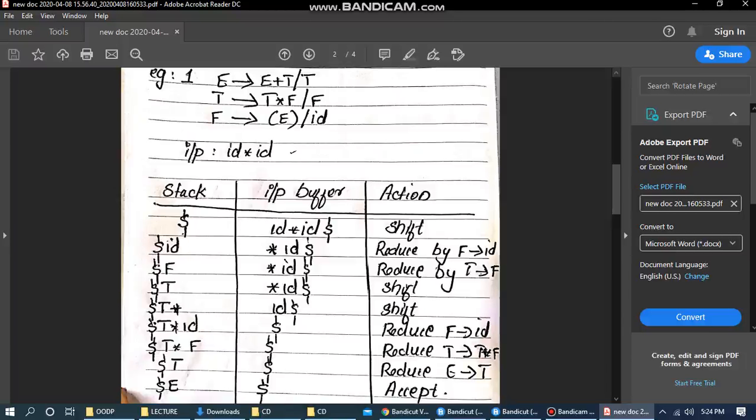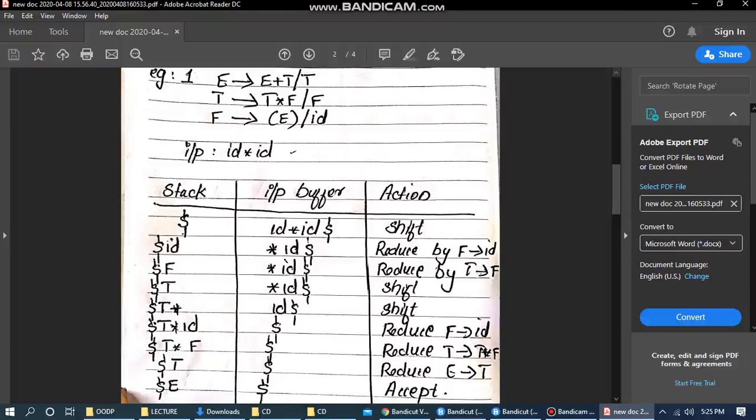Also we have to compare. After filling the input buffer, you have to compare the stack element with the input grammar. What is the stack element? It is the id. Check for id. If id is present anywhere in the right hand side of the grammar, you have to substitute it. Yes, F gives id. F has two productions: F gives open bracket E close bracket, and F gives id. So we have to replace that id with F, and that action is written in the second action column.